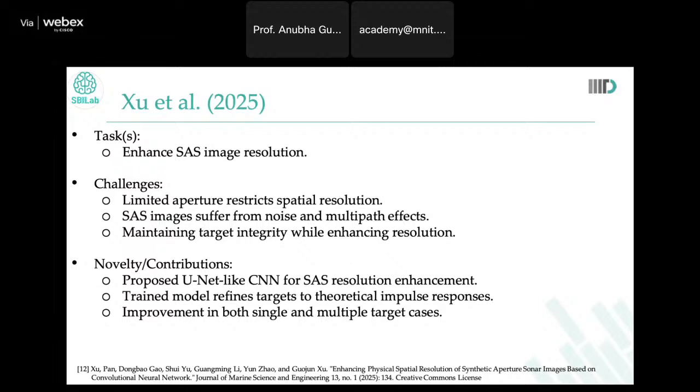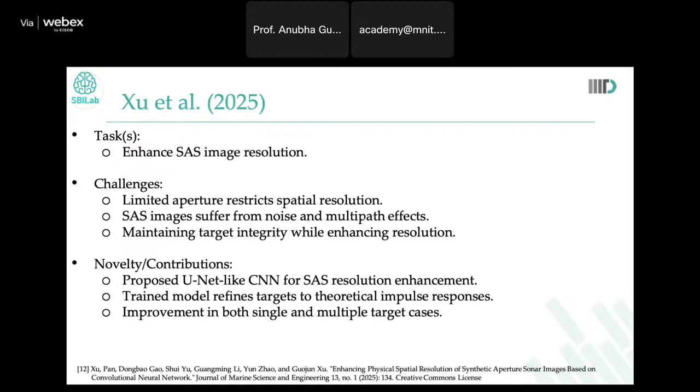SAS images suffer from noise and multipath effects because the signal would be reflected from the surface and the bottom of the sea repeatedly from different objects, and then all those multiple paths would be received by you. So it's noisy because of turbulence and radiation noise of different objects or other noises, and has multipath effects. Maintaining target integrity while enhancing resolution is a bigger challenge.